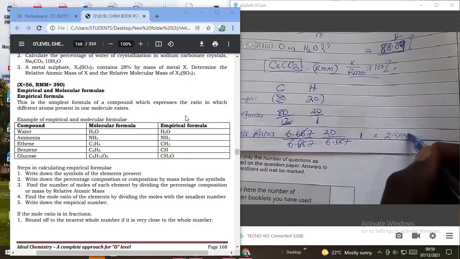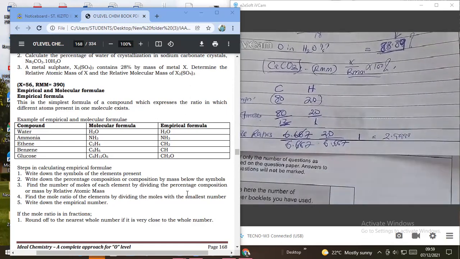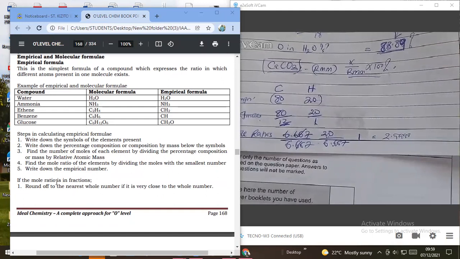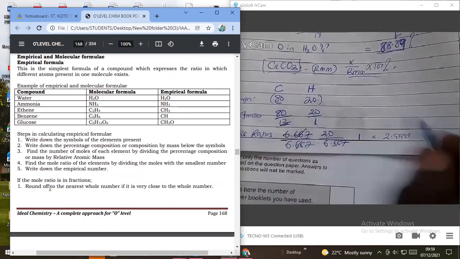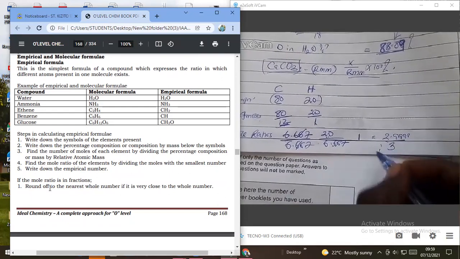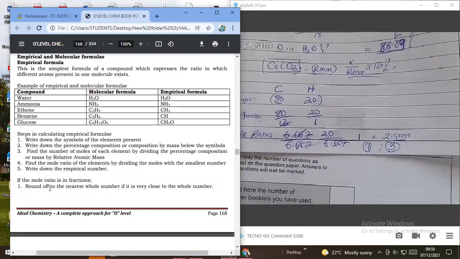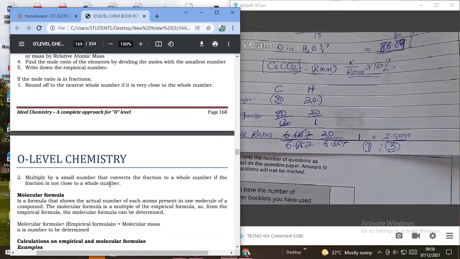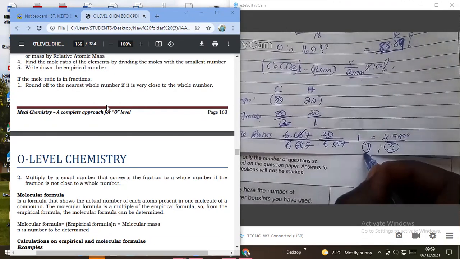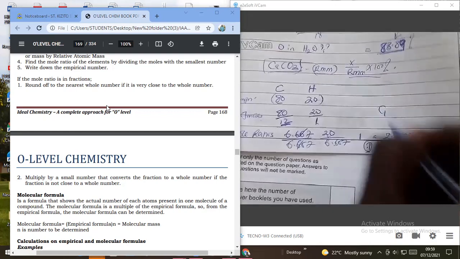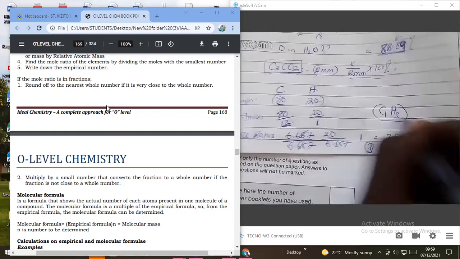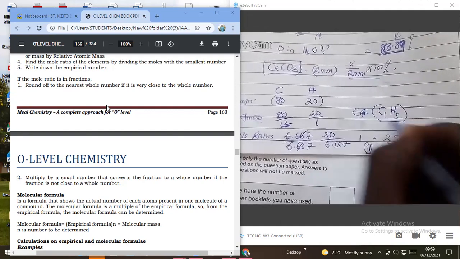2.998. So in simple terms, if the mole ratio is a fraction, and that fraction is very close to a whole number, you round it off. So here you round it off, which is 3. That's one way. And if it is very far, you get a number that multiplies it to give the exact whole number. So now you copy this: C is 1, H is 3. So that is our empirical formula of that substance.